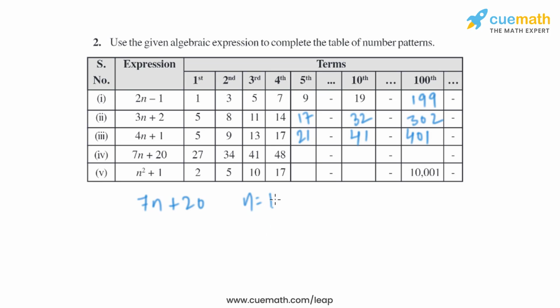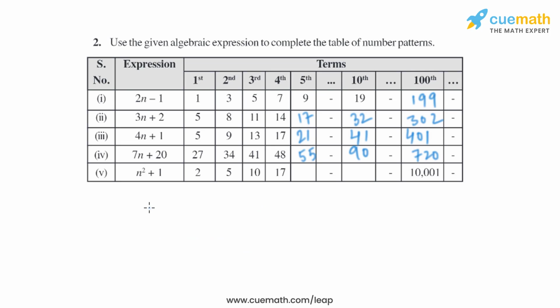Now let's take the value of n as 10. So it will become 7 into 10 plus 20, that equals to 70 plus 20, which is same as 90. Now when we take the value of n as 100, it will become 7 into 100 plus 20, that equals to 700 plus 20, which is same as 720.